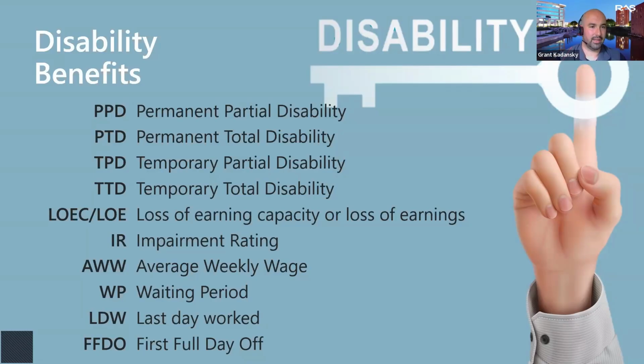IR, or an impairment rating. Impairment rating is basically a percentage-based medical evaluation that determines the extent of an individual's permanent physical or functional loss. You'll generally see this at the end of a claim once an individual has reached end of healing as an additional indemnity payment.